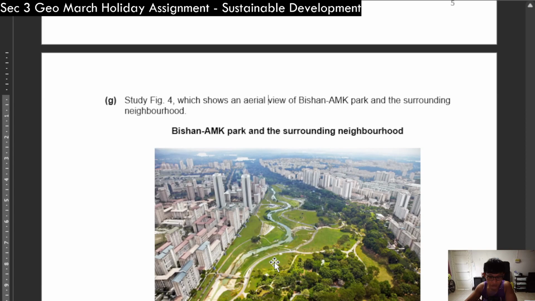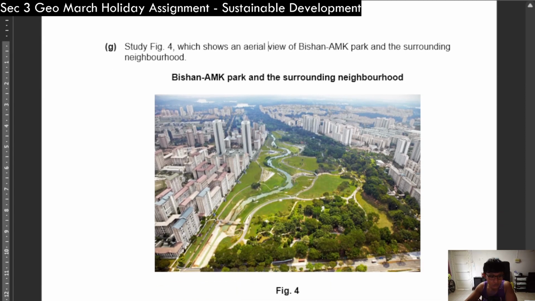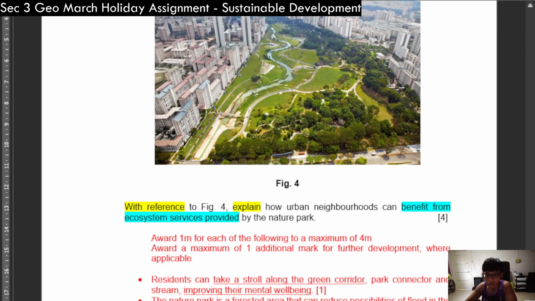So the park is over here, then the neighborhood are to the side. With reference to the figure, give a reason. Explain is give a reason. So give a reason how urban neighborhoods can benefit from the ecosystem services provided by the park. Basically, it's trying to say what are the benefits that these residents over here can gain from the park. If we look at the picture, what can they do in the park? That's the question we ask ourselves. So number one, definitely they can visit the park, they can walk around the park.